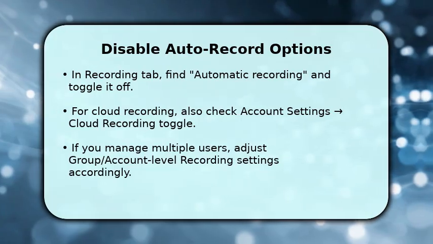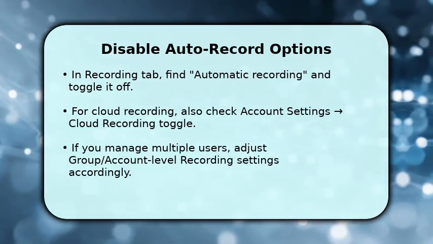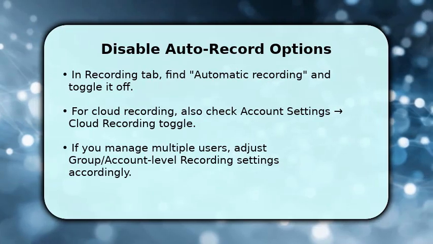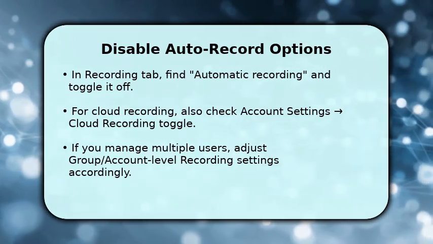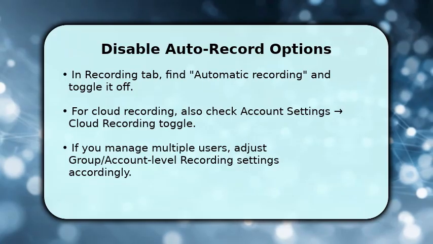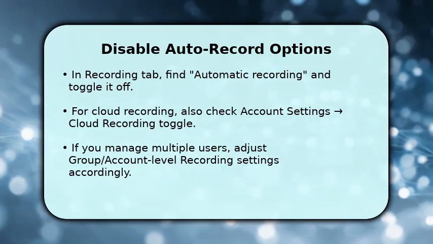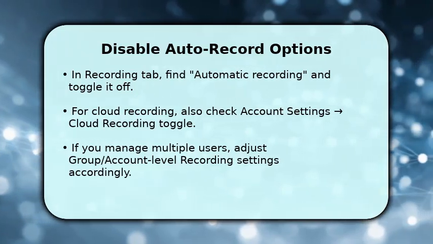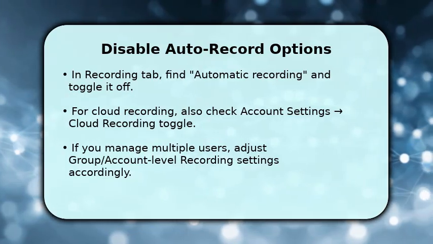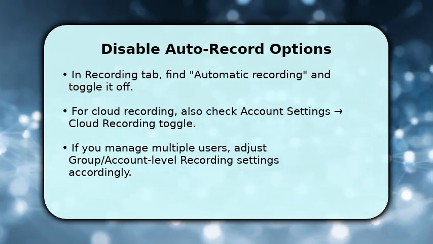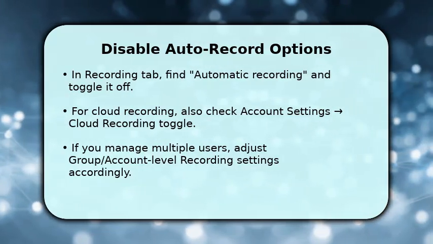If cloud recording was separately enabled, go to Account Settings on the web portal and toggle Cloud Recording off to prevent server-side captures. For organizations, make sure to inspect group or account-level recording policies because they override individual settings. Once done, refresh the app or web page to confirm the toggle.